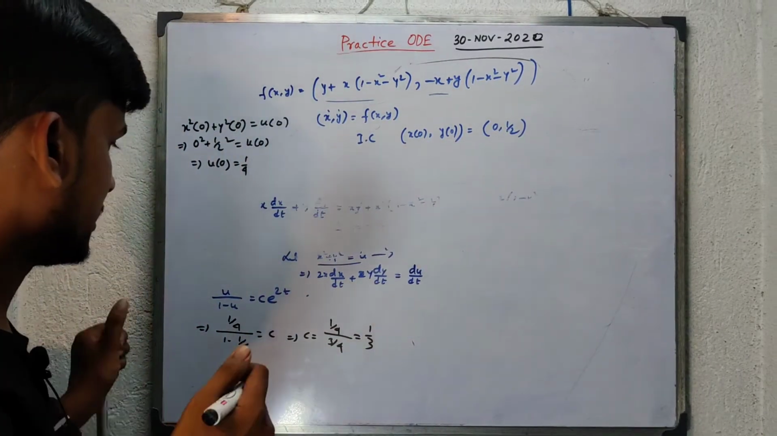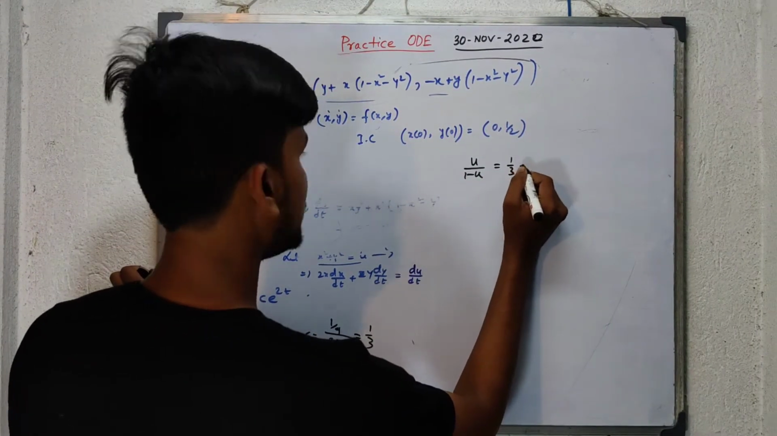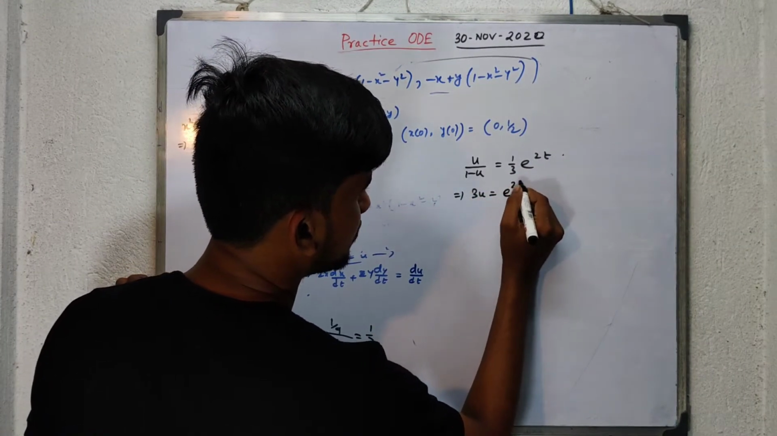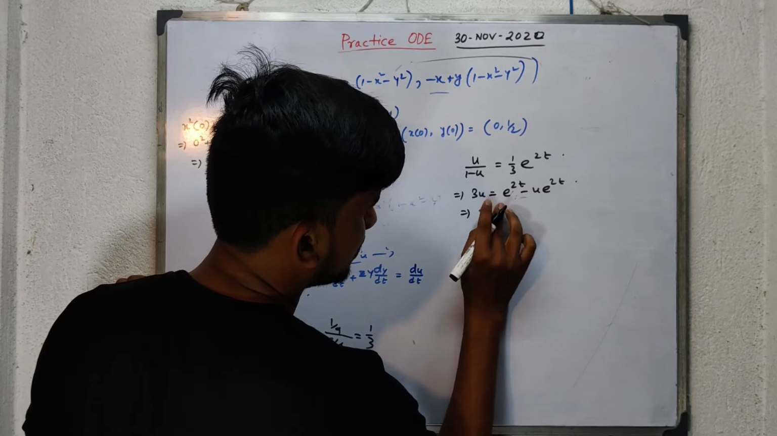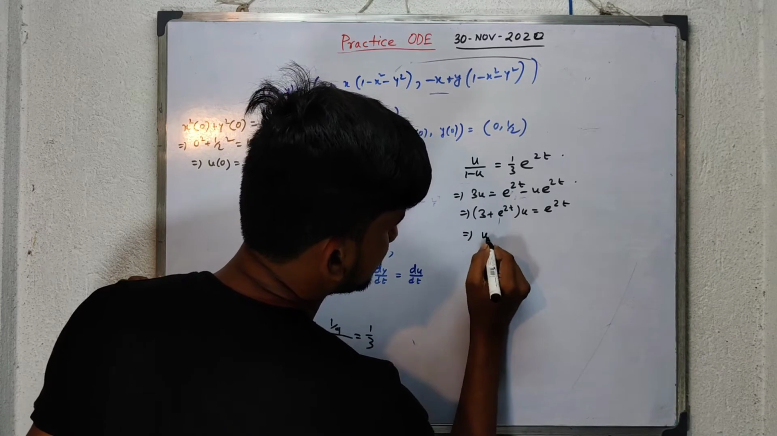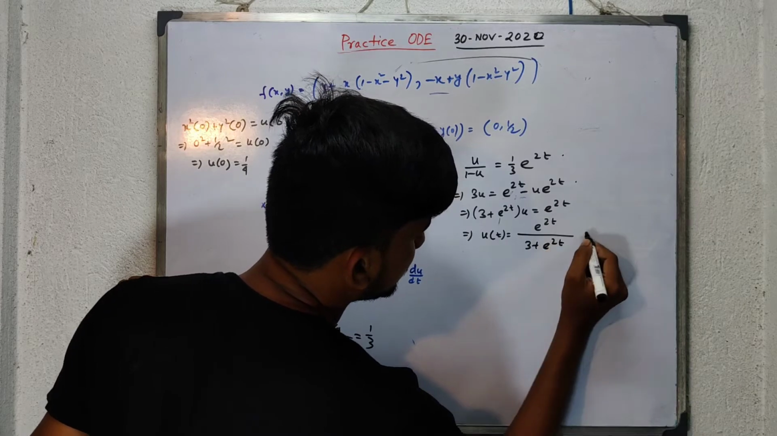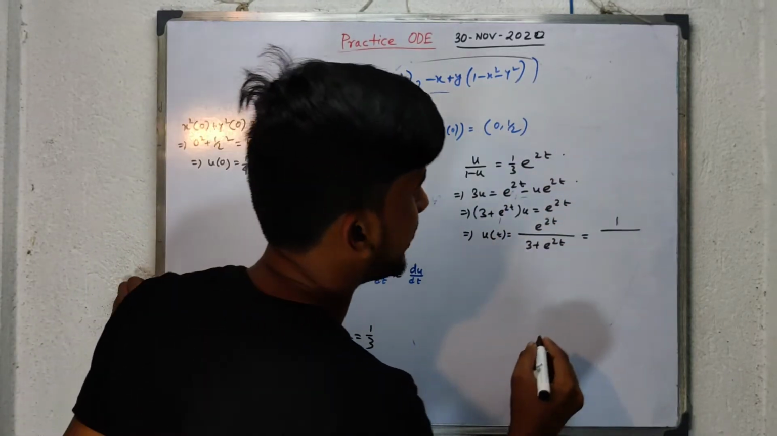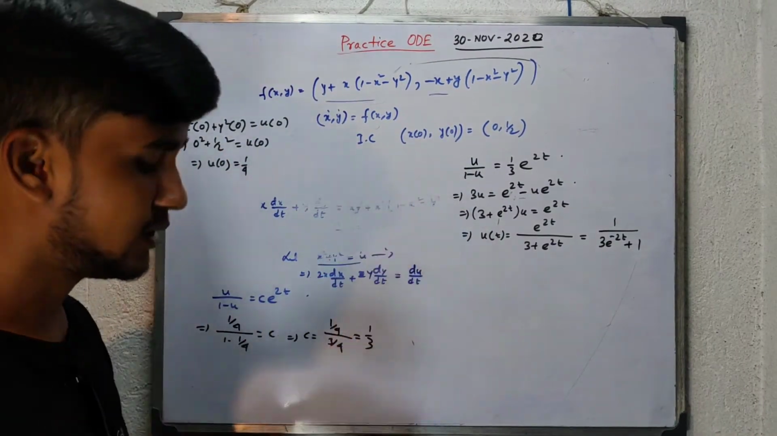Now from this we get u by 1 minus u equal to 1 by 3 e to the power 2t. This implies 3u is equal to e to the power 2t minus u e to the power 2t. This implies 3 plus e to the power 2t into u equals e to the power 2t. That means u(t) is equal to e to the power 2t by 3 plus e to the power 2t. If we multiply both numerator and denominator by e to the power minus 2t, this gives 1 by 3 e to the power minus 2t plus 1. So this is the solution of the given differential equation.